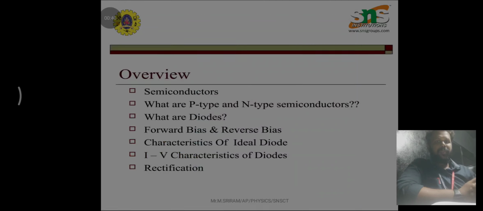So in this video we discuss what semiconductors are, p-type and n-type semiconductors, what diodes are, forward bias and reverse bias, characteristics of an ideal diode, IV characteristics of diodes, and rectification.